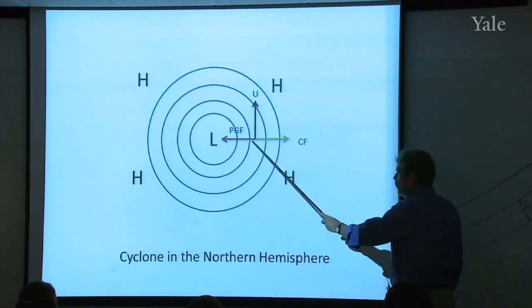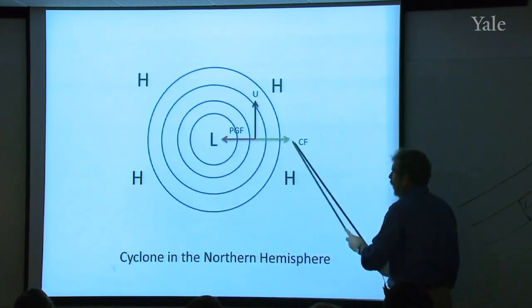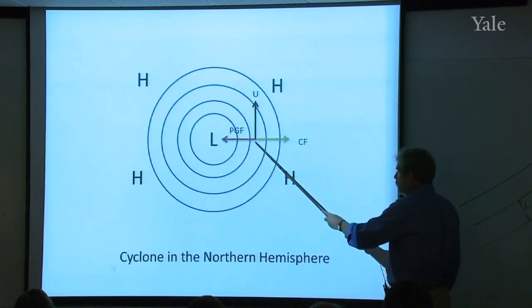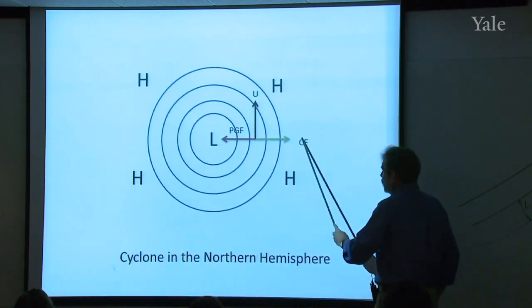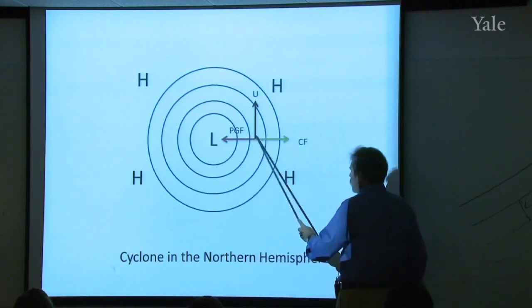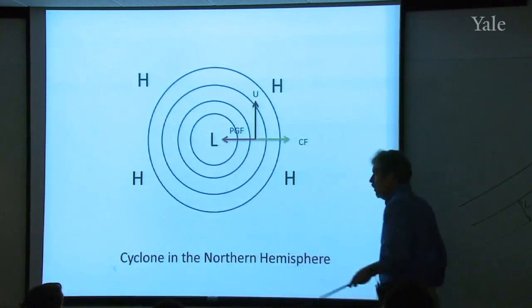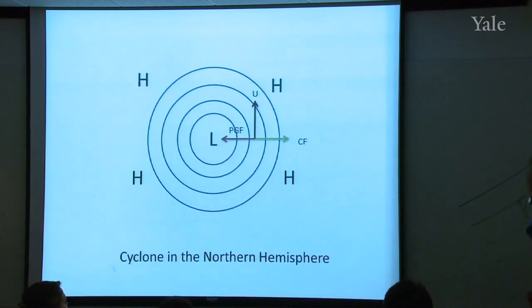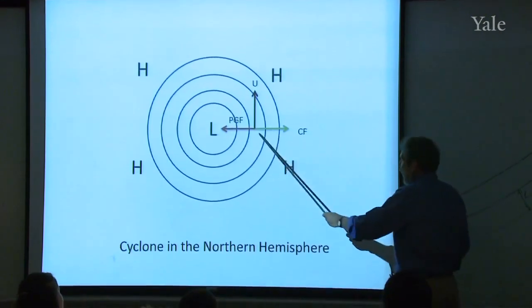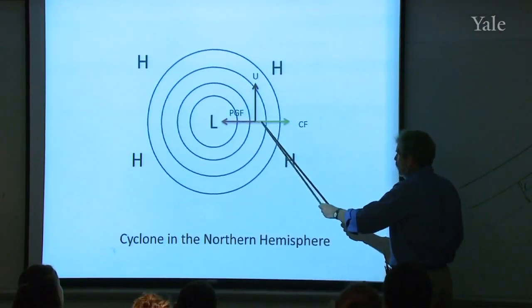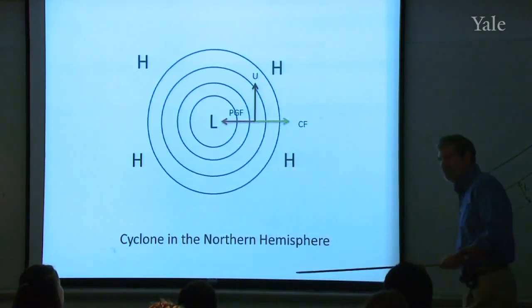And let's imagine a parcel sitting there, kind of halfway out from the center. So there's high pressure here and low pressure there. So the pressure gradient force is going to be from high to low. So the red arrow is going to be the pressure gradient force, PGF. If it's to be in geostrophic balance, the Coriolis force must be equal and opposite to that.